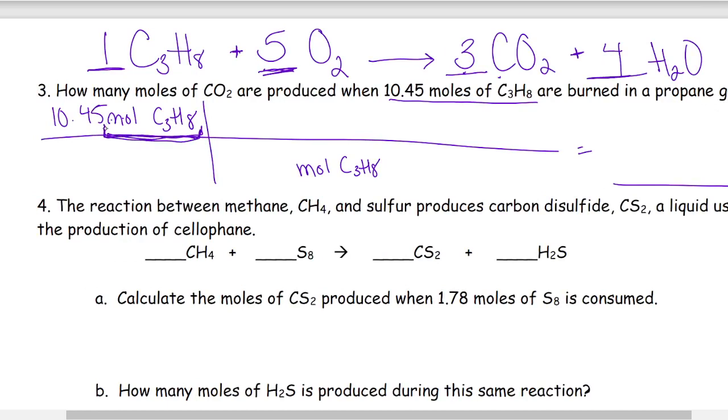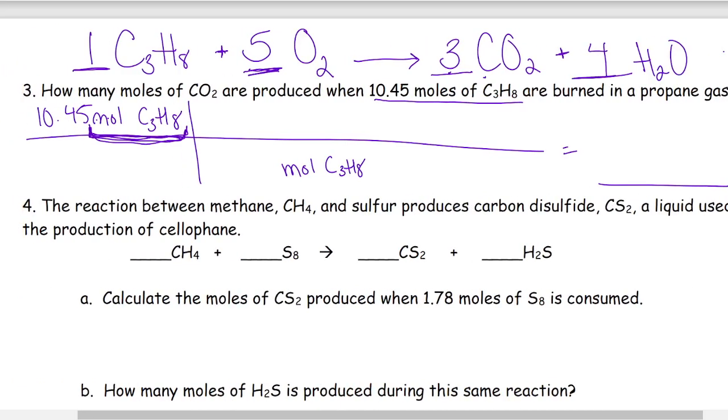Make sure that for each of these, you include your unit and the substance that it's talking about. If you just say moles, that's not going to be good enough because you have moles of multiple things. If you just say C3H8, I don't know if you're talking about grams of C3H8 or molecules of C3H8 or whatever it is. So include the actual unit of moles and the substance that you're talking about.